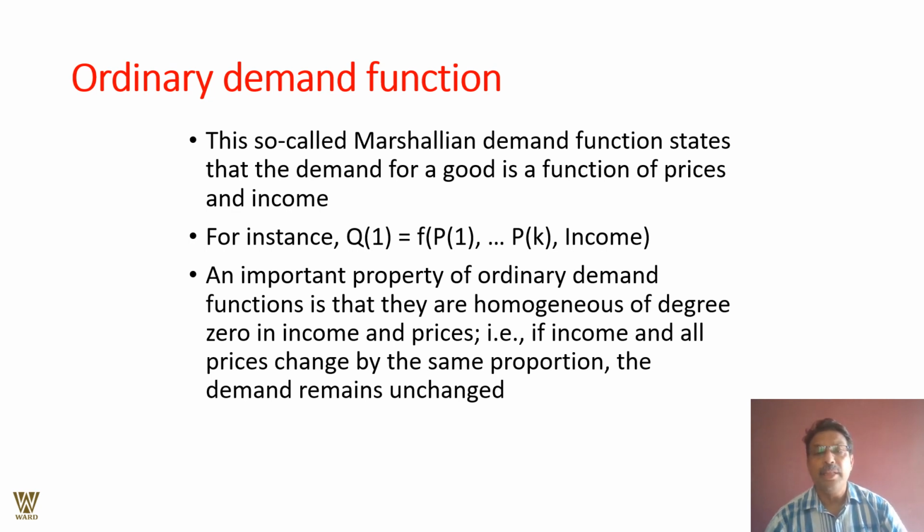For instance, the quantity demanded of one particular good is a function of certain prices and certain other factors, let's say the disposable income of the consumer, or the availability of resources, raw material at a cheap rate or at a steep rate. This will affect the quantity of demand. An important property of an ordinary demand function is that it is homogeneous of degree zero in income and prices. If income and all prices change by the same proportion, the demand remains unchanged.